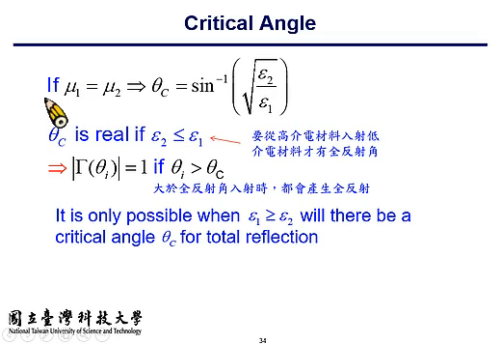Okay, so here it is. We suppose mu1 equals mu2, so the critical angle theta c can be found as this. So theta c is real if epsilon 2 is smaller than epsilon 1. Means that the wave must propagate from a high permittivity material into a low permittivity material. On the other hand, if the propagation is from low permittivity material to high permittivity material, then you have transmission all the time.